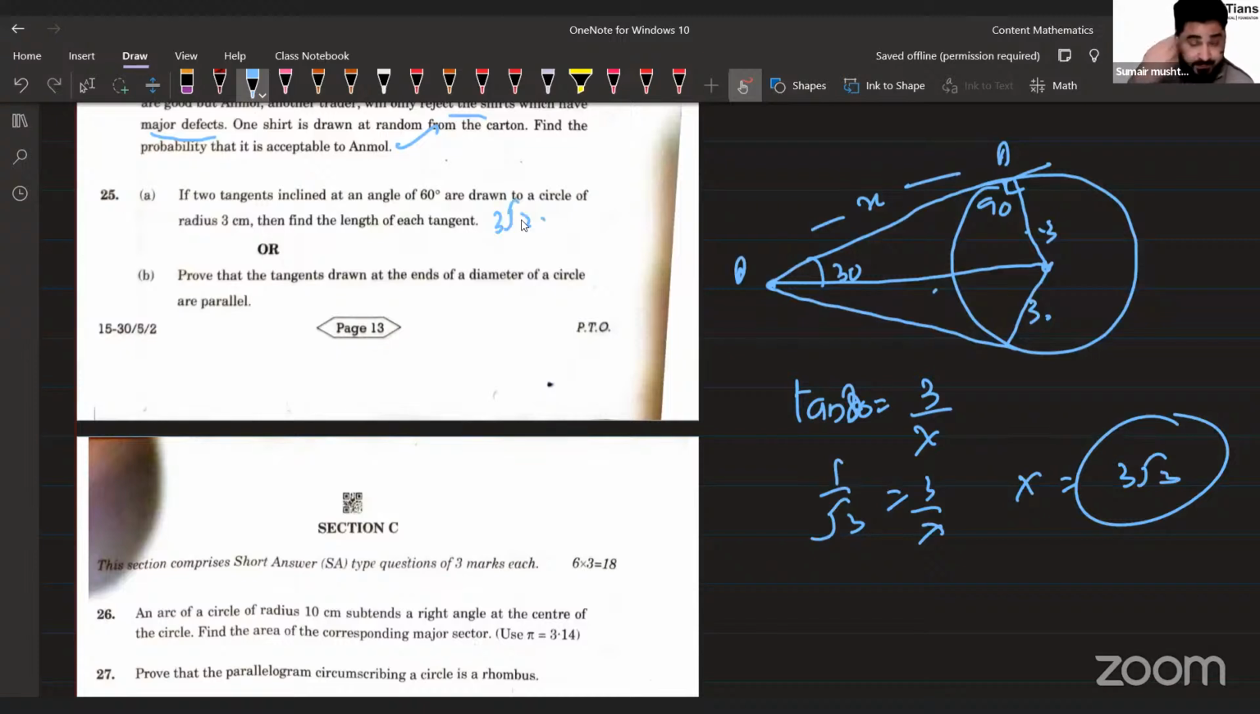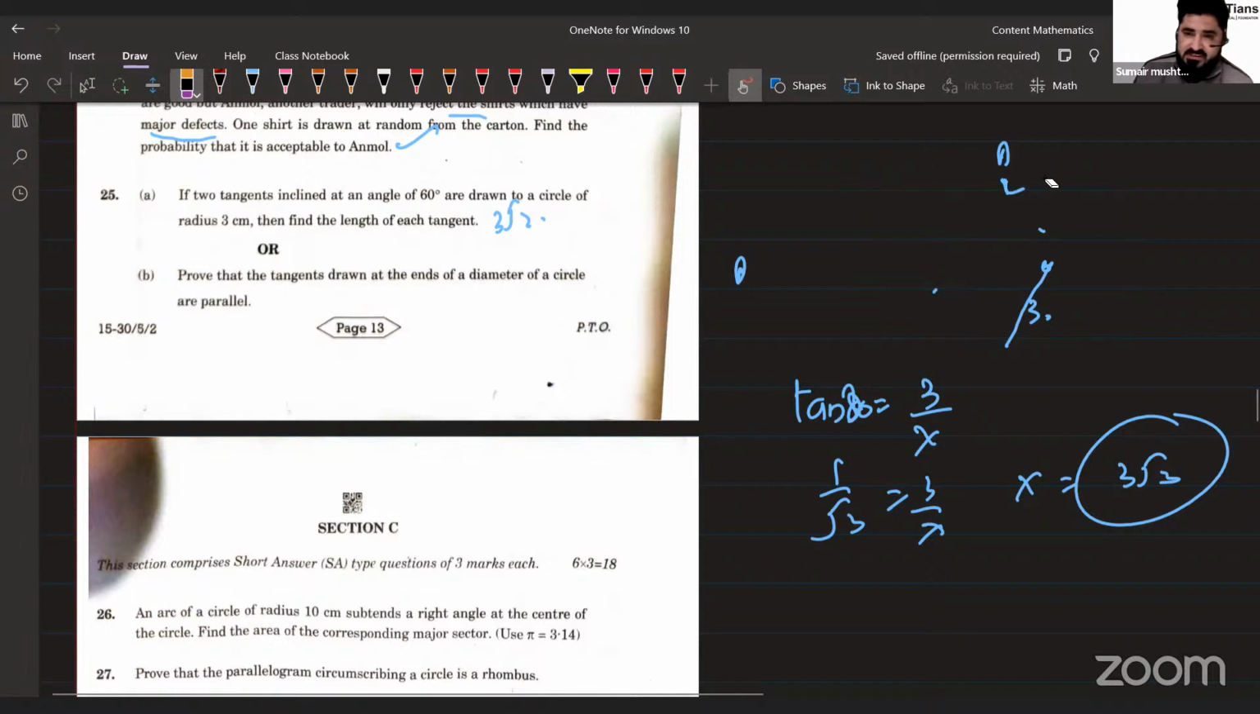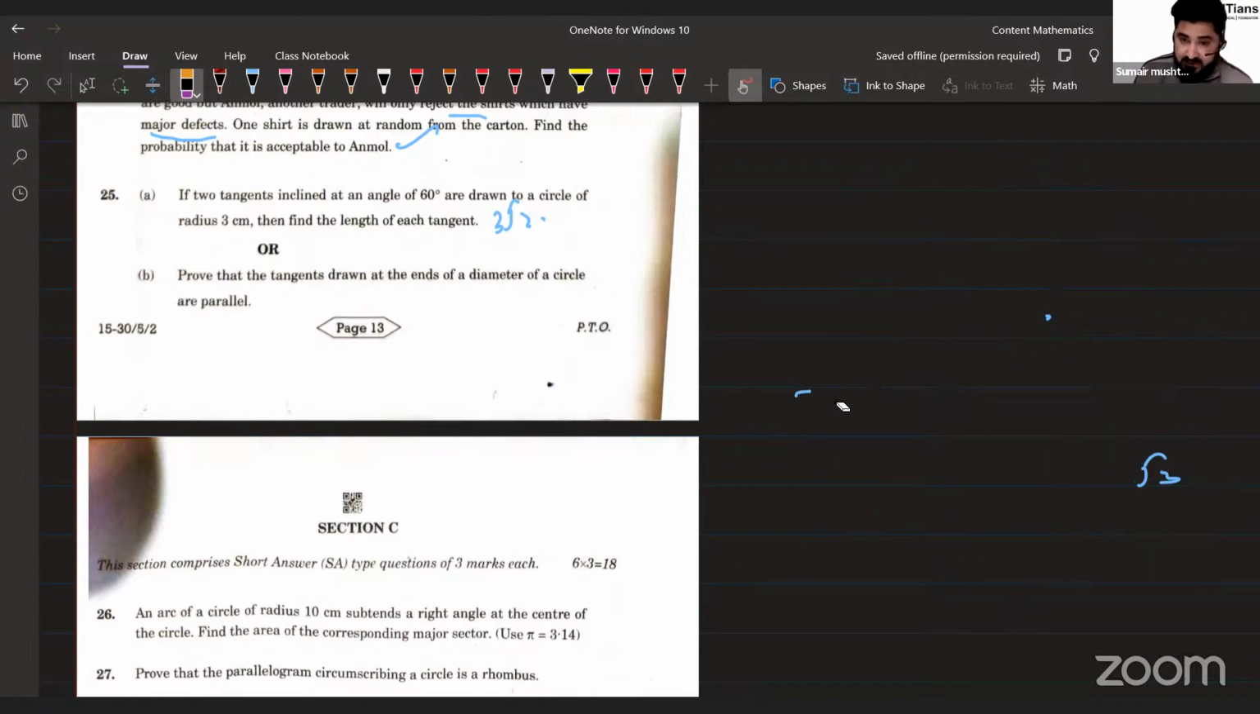Clear? And next question, it is just a proving question. Prove that the tangents, this has been shown many times in the class. So I think, John, you got the same answer for this?